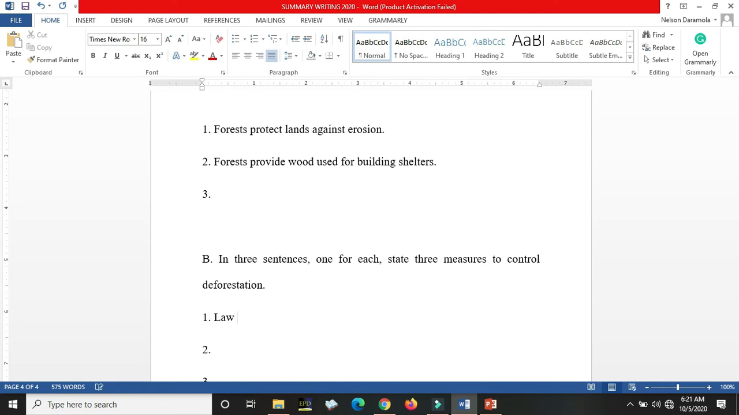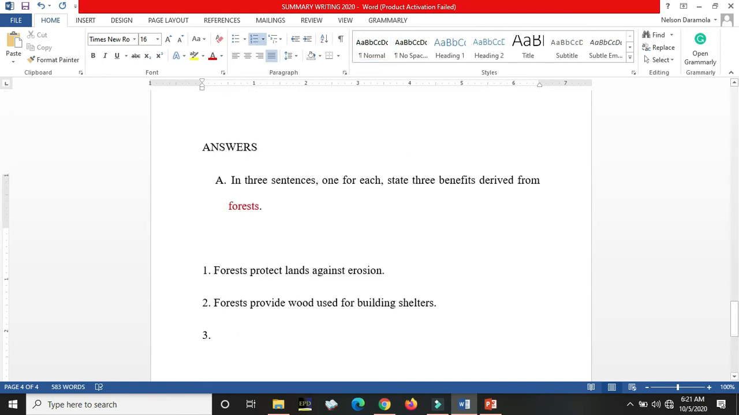Laws mandating tree planting must be, when you talk about law, it must be enacted and enforced. That's all you need right there. Now let's see it again.